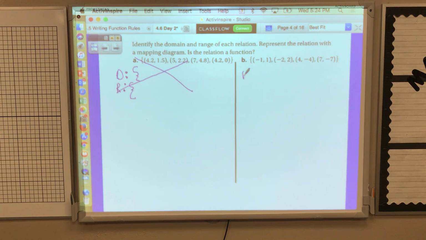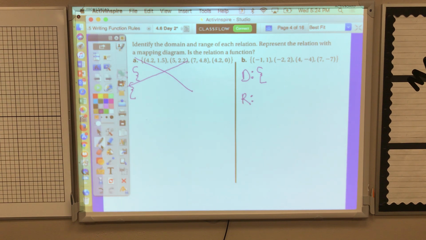Okay, domain and range. And if you want to practice this on your own, you should pause the video, and try it on your own, and then come back and check your work. Domain and range. Domain again is our x. My pen is not cooperating with me, so I'm sorry that things look so funny today. Domain is our x values, so we have a -1, a -2, a 4, and a 7. Remember, they should be written from least to greatest.